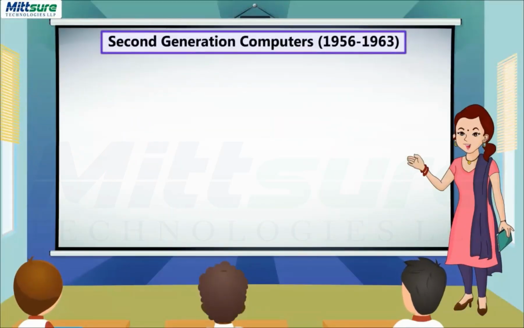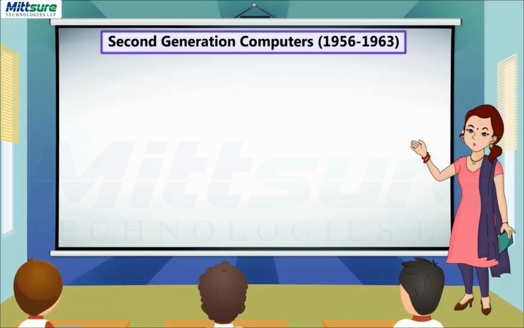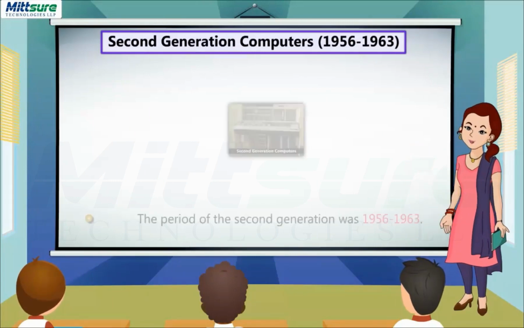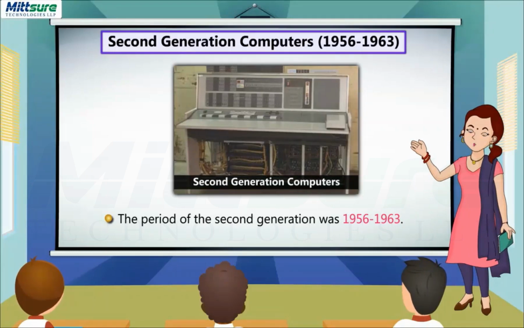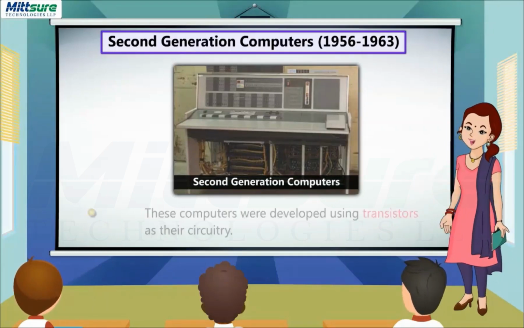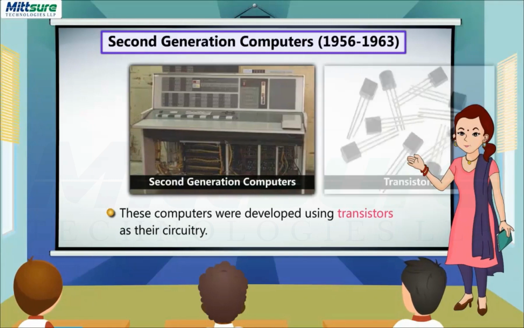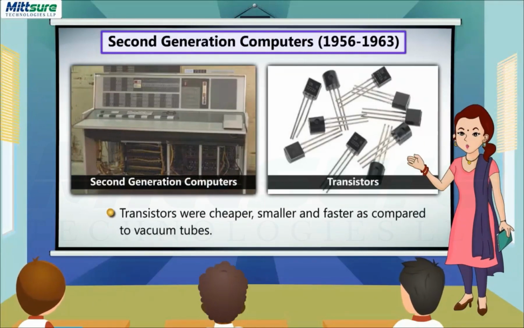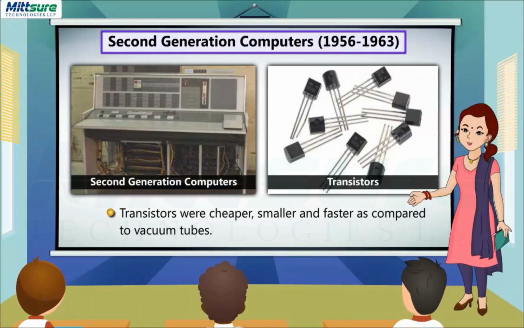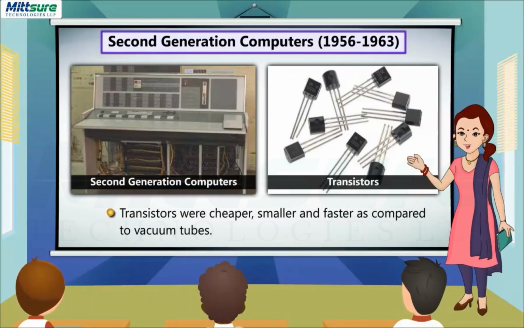Second generation computers, 1956 to 1963. The period of the second generation was 1956 to 1963. These computers were developed using transistors as their circuitry. Transistors were cheaper, smaller and faster as compared to vacuum tubes.